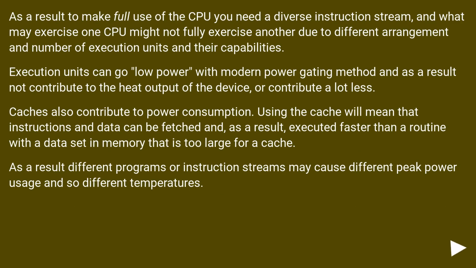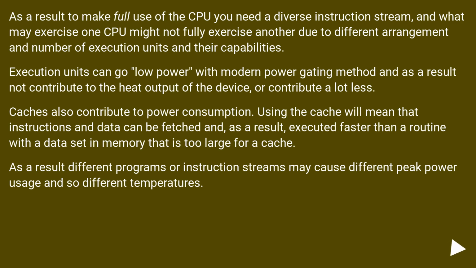As a result, to make full use of the CPU, you need a diverse instruction stream, and what may exercise one CPU might not fully exercise another due to different arrangement and number of execution units and their capabilities. Execution units can go low power with modern power gating methods and as a result not contribute to the heat output of the device, or contribute a lot less.